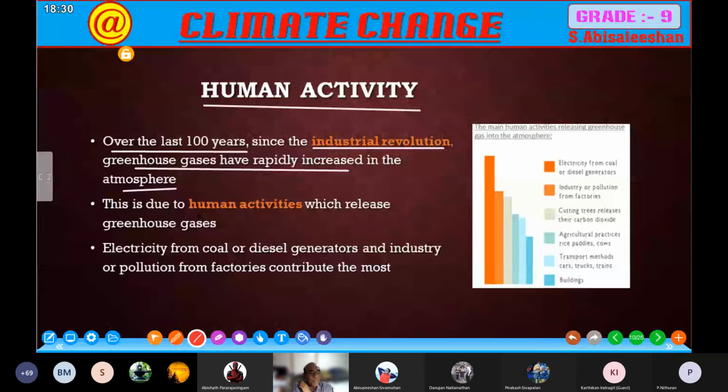Temperature should rise by almost 5 degrees Celsius by 2100. However, countries around the world agreed to keep this below 2 degrees Celsius. Humans have added so much greenhouse gas to the atmosphere that even if all emissions stopped today, the planet would still continue to warm for decades to come.